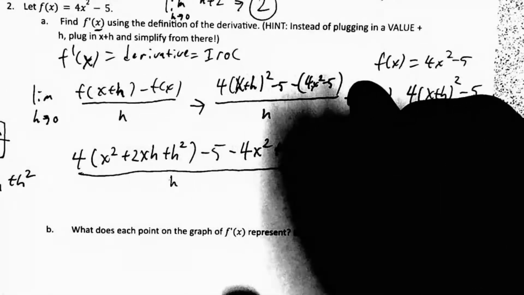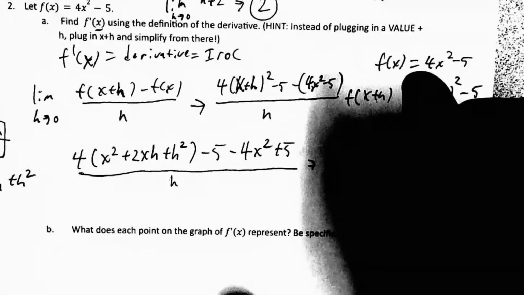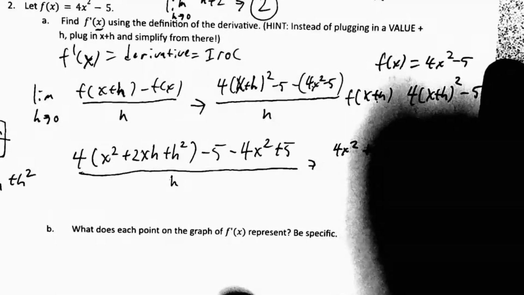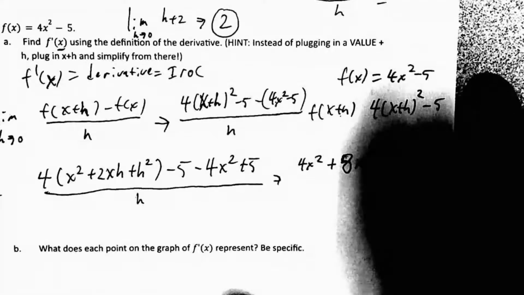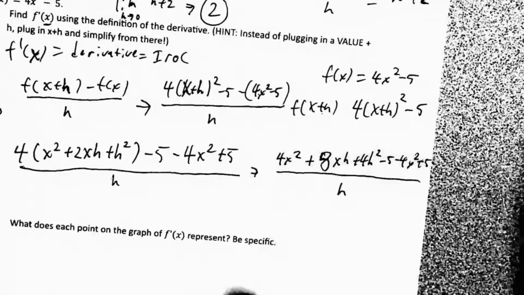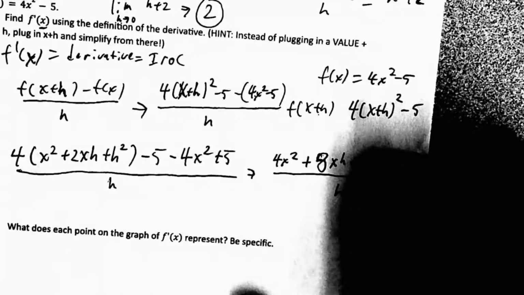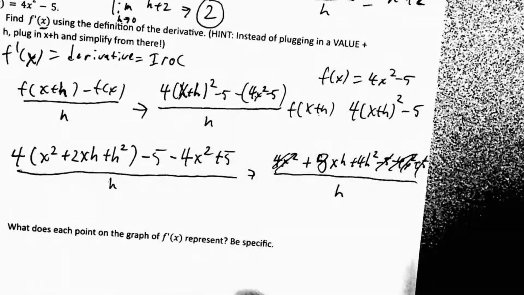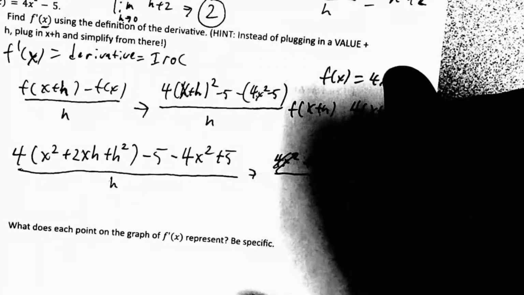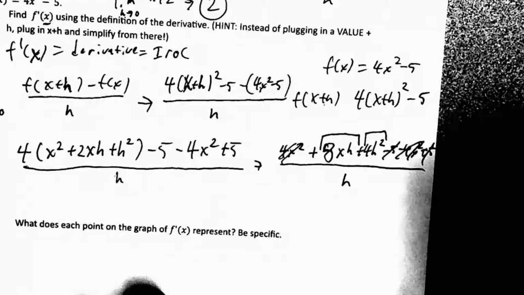Okay? So I can simplify this again more by multiplying out that 4. 4 times x squared is 4x squared plus 8xh plus 4h squared minus 5 minus 4x squared plus 5. So some things are going to cancel here. Notice this negative 5 and the plus 5 are going to cancel, and the negative 4x squared and the 4x squared are going to cancel because they're just opposites of each other. So what I'm left with is 8xh and 4h squared.